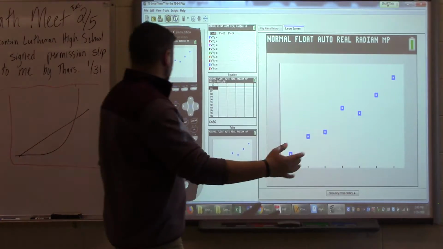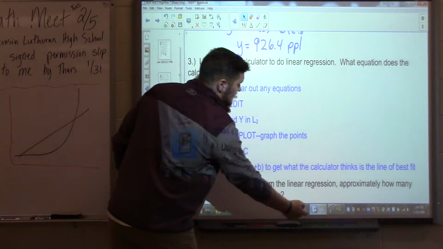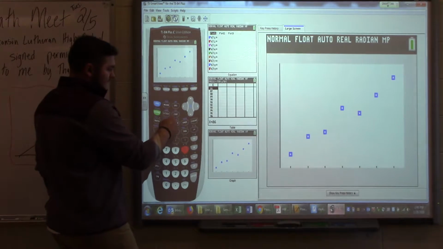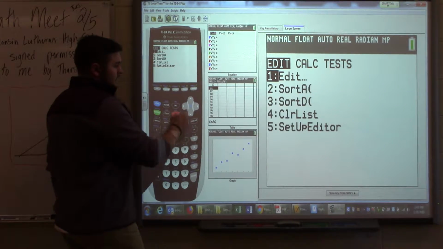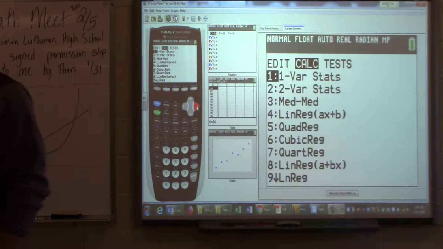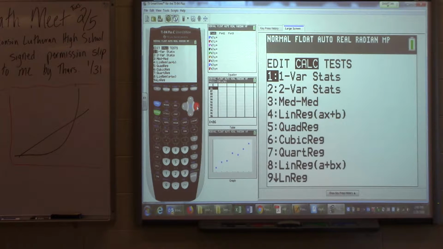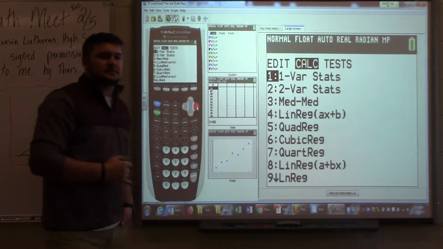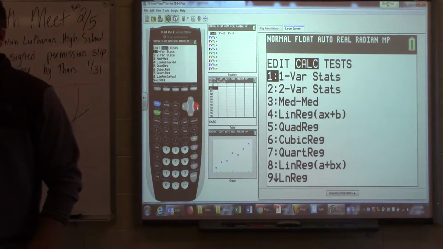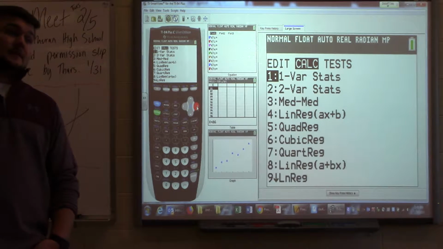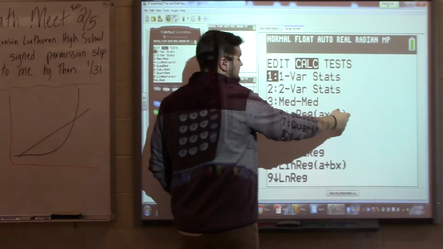So, I'm here, I checked it, I graphed the points. I'm going to go to stat, calculate. So go back to stat. Go over to calculate. We said it's a linear regression. We said it was linear points. We saw that. We just graphed and we checked it. Now there's two different linear regressions. AX plus B and A plus BX. Which one do you think we're going to use? AX plus B, right? It's just like Y equals MX plus B. It's going to give me a slope and it's going to give me an intercept.